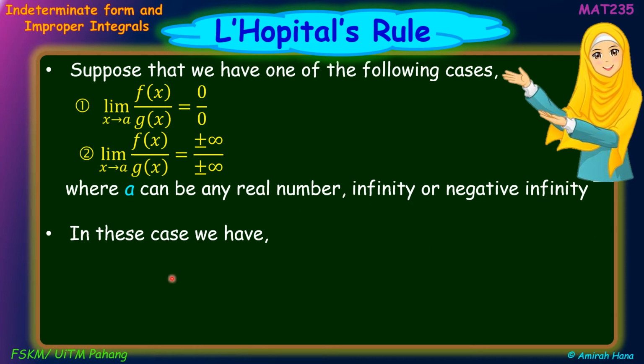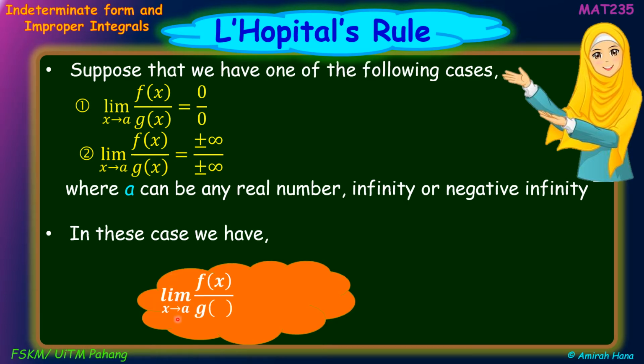In this case, we have limit x to a, f(x) over g(x) equals limit x to a, f prime(x) over g prime(x). This means if we want to solve a limit and we use direct substitution, and the answer gives 0 over 0, or the answer gives plus or minus infinity over plus or minus infinity, what we have to do is differentiate the numerator and differentiate the denominator. So that is L'Hopital's rule.